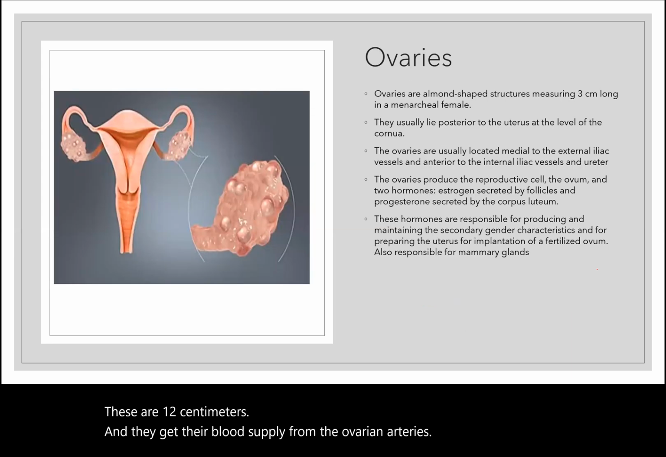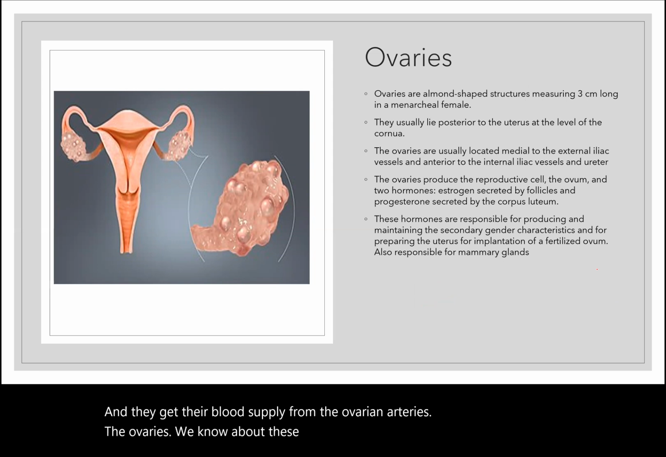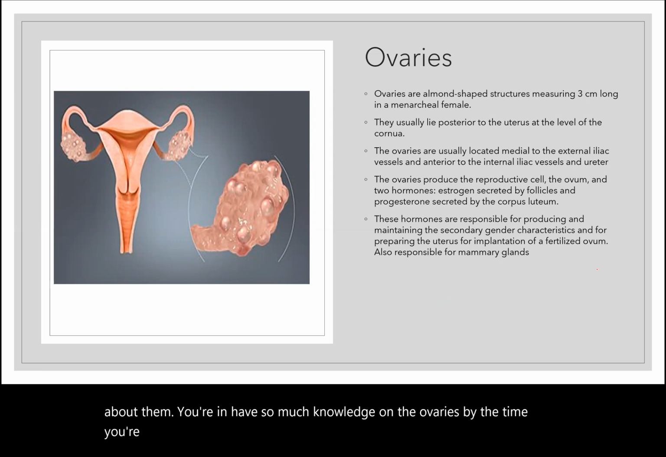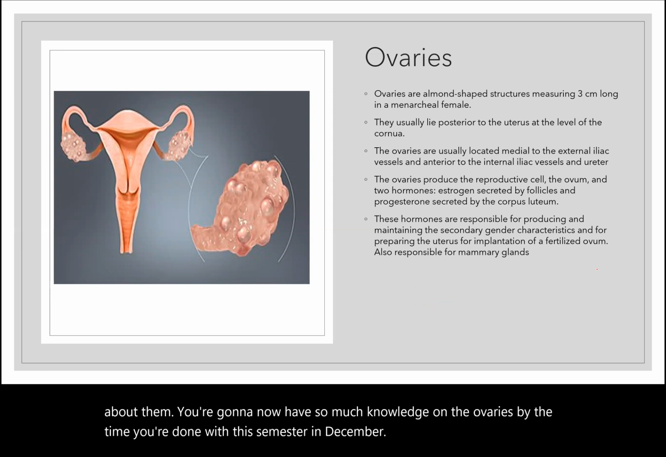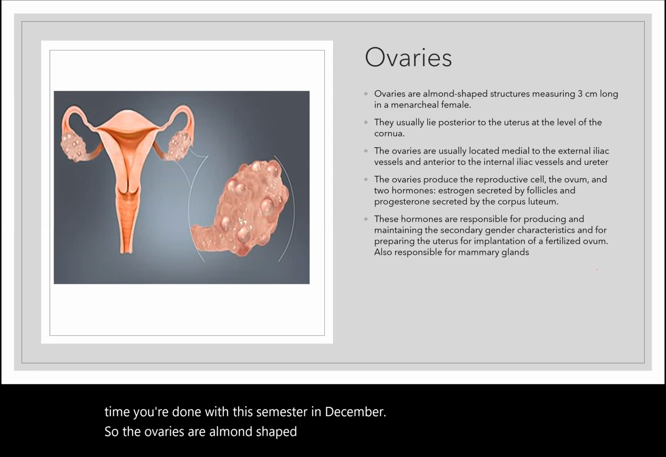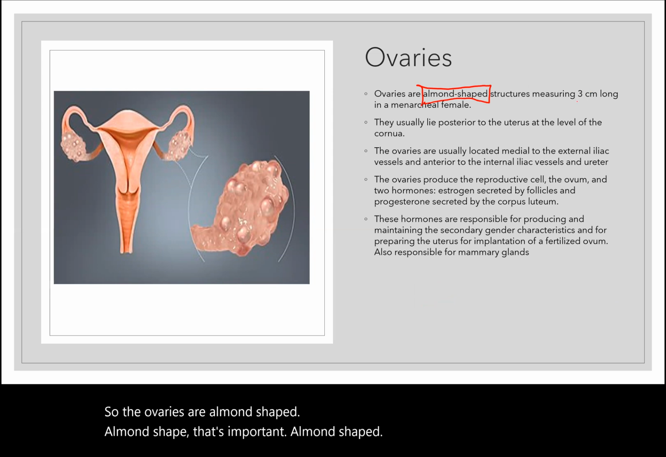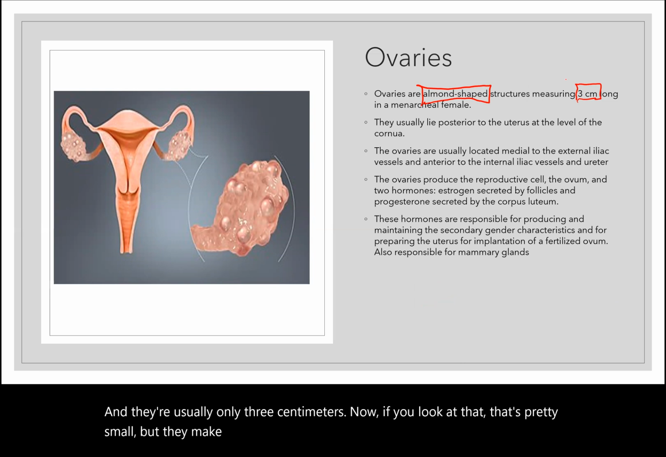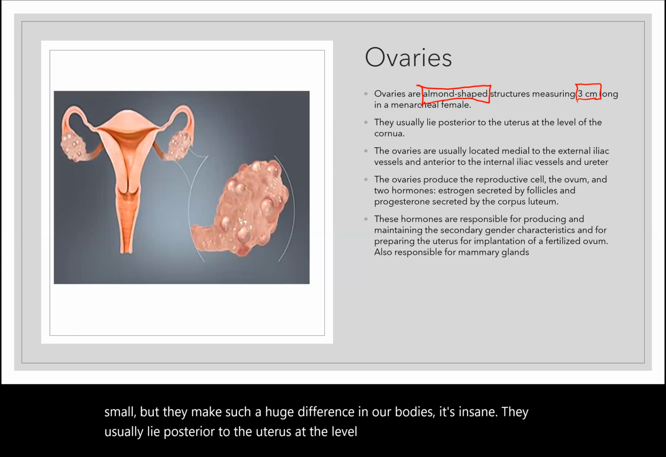The ovaries. We know about these a little bit, but we're going to learn so much about them. You're going to have so much knowledge on the ovaries by the time you're done with this semester in December. So the ovaries, they're almond shaped. Almond shaped, that's important. They're usually only 3 centimeters. Now, if you look at that, that's pretty small, huh? But they make such a huge difference in our bodies. It's insane. They usually lie posterior to the uterus at the level of the cornua.